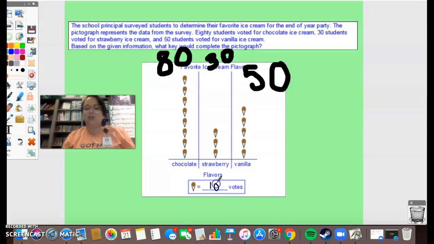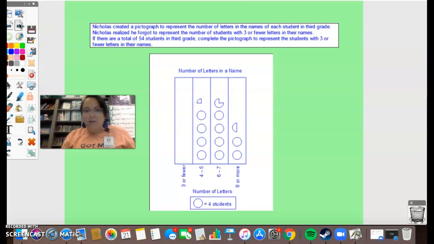And let's check our answer with the others. 10, 20, 30, that matches. 10, 20, 30, 40, 50, that matches. So sometimes the math people want you to go backwards and figure out what the key is and see how your problem solving skills are. Okay? All right, we've got a pictograph.